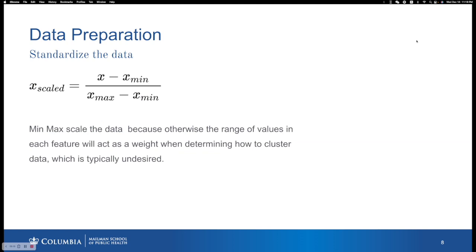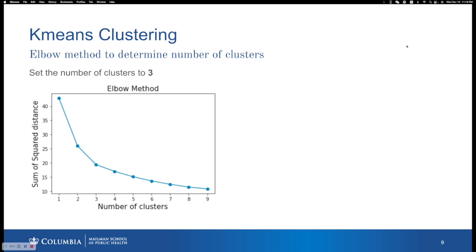After EDA, I used some methods to do the clustering. Before clustering, I used the min-max scaler to standardize the data because we needed each variable to be in the same range. Then I used my first method, which is k-means clustering. I used the elbow method to determine the number of clusters. Based on this elbow plot, it's pretty clear that we should set the number of clusters to 3.